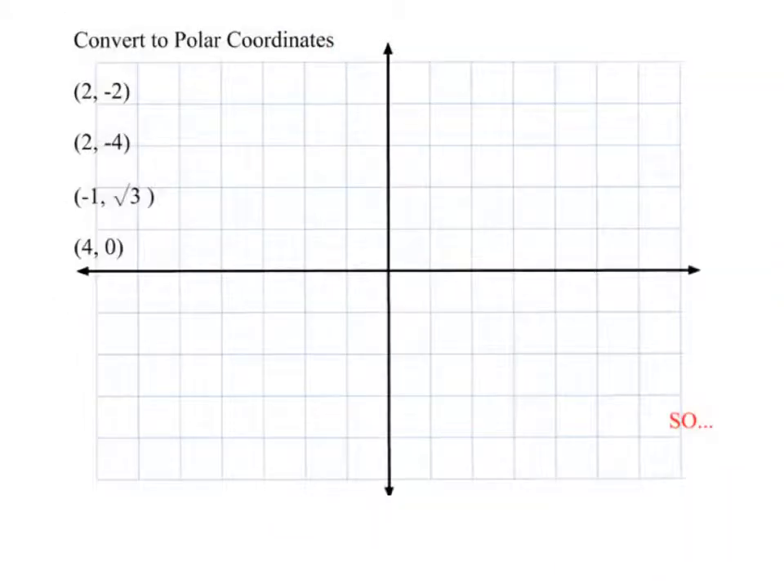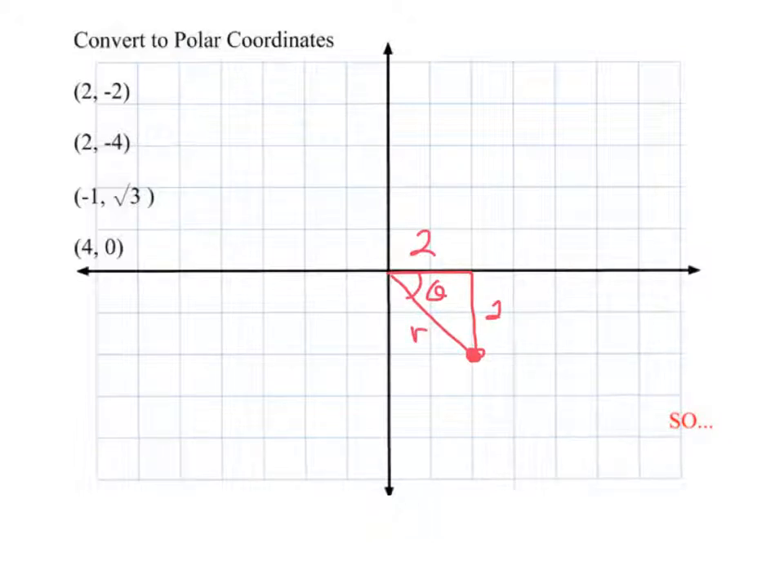So what if we wanted to go the other way? Well, it might actually even be a little bit easier. Let's do this first one. It's 2, negative 2. So over 2, down 2, points right here. If I wanted this in terms of polar coordinates, well, I know this is 2. I know this is 2. What I need now is the angle and the radius.